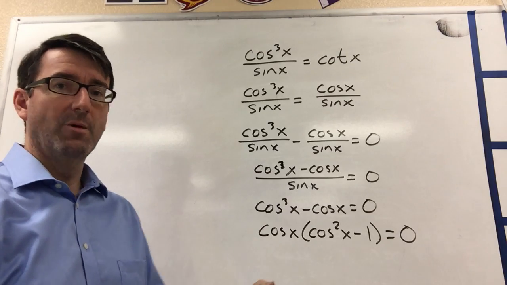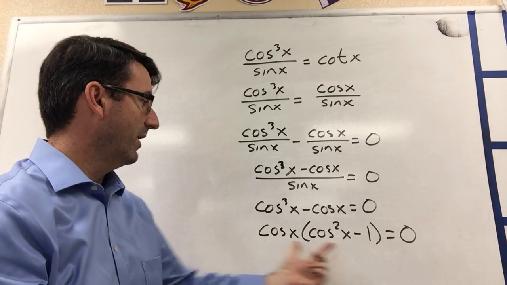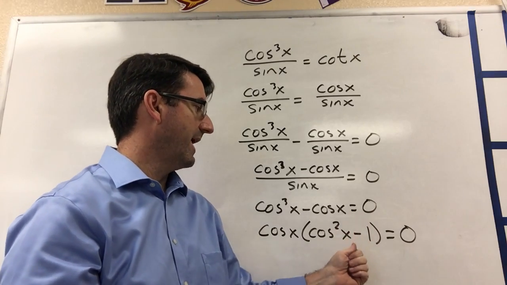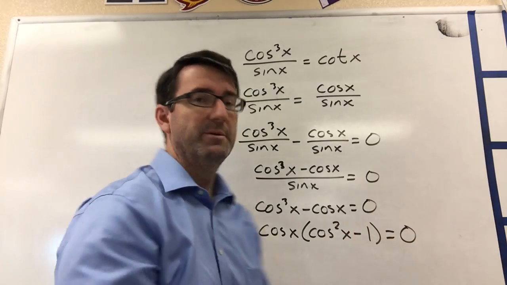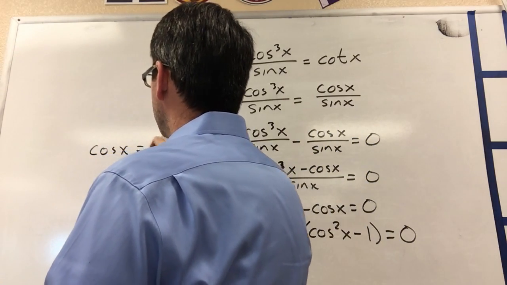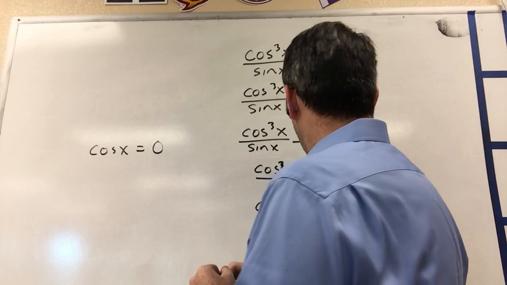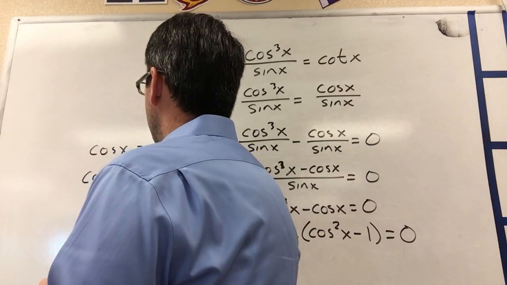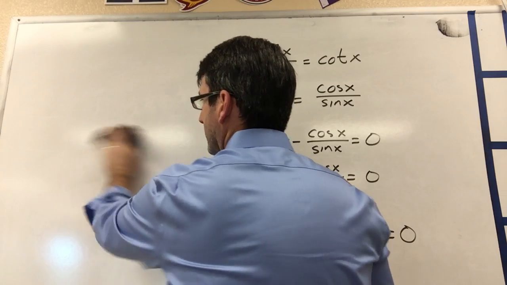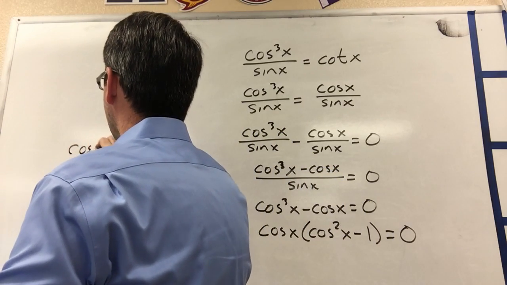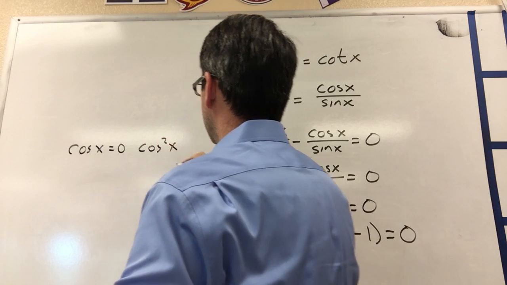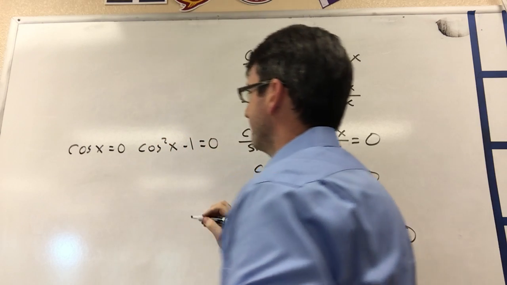All right, so now the zero product property says that one of these two things has to be 0. Either cosine x is 0 or cosine squared x minus 1 is equal to 0. So let me continue this over here. Let me write these side by side. Either cosine x is equal to 0 or cosine squared x minus 1 is equal to 0.